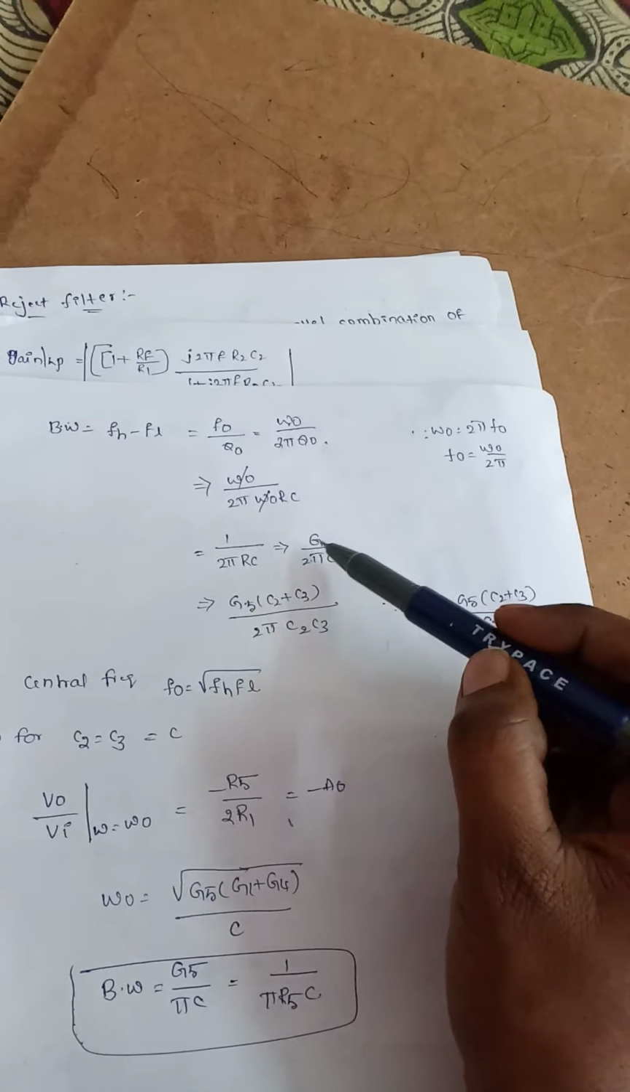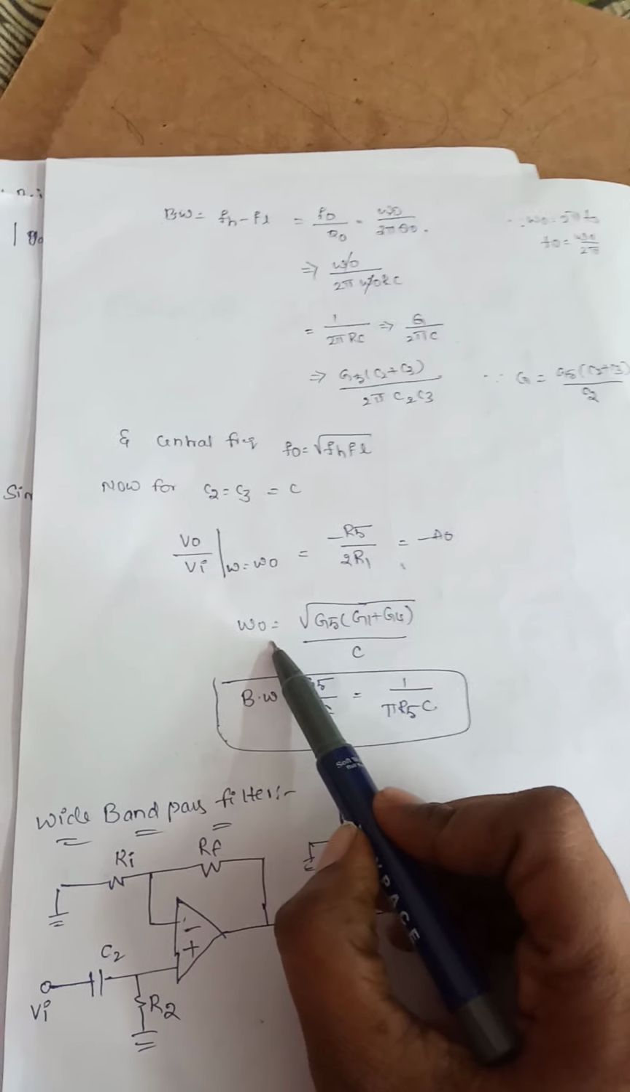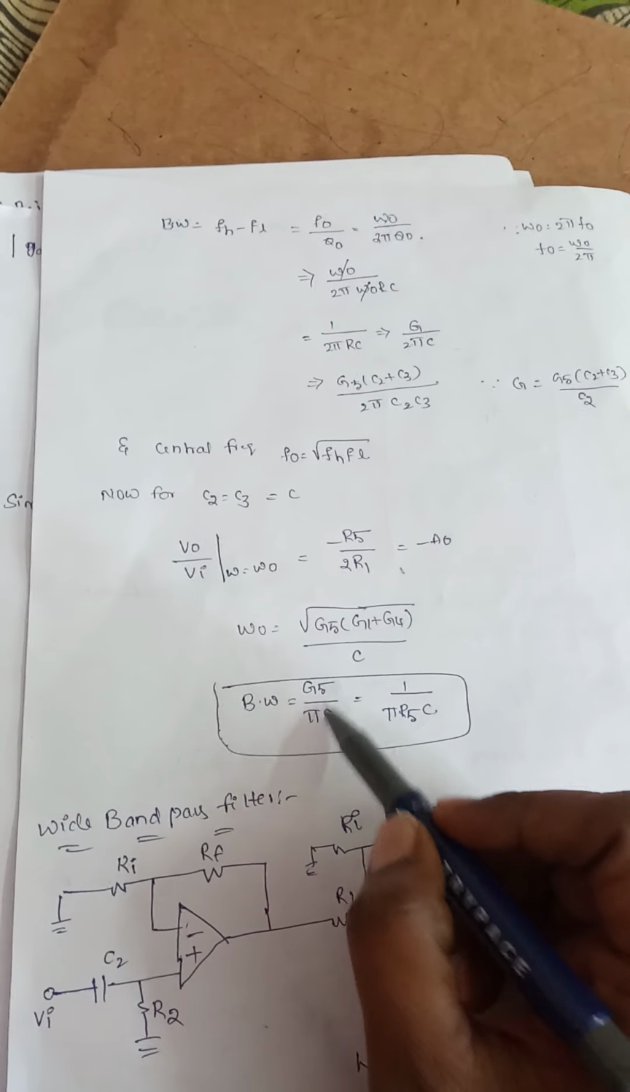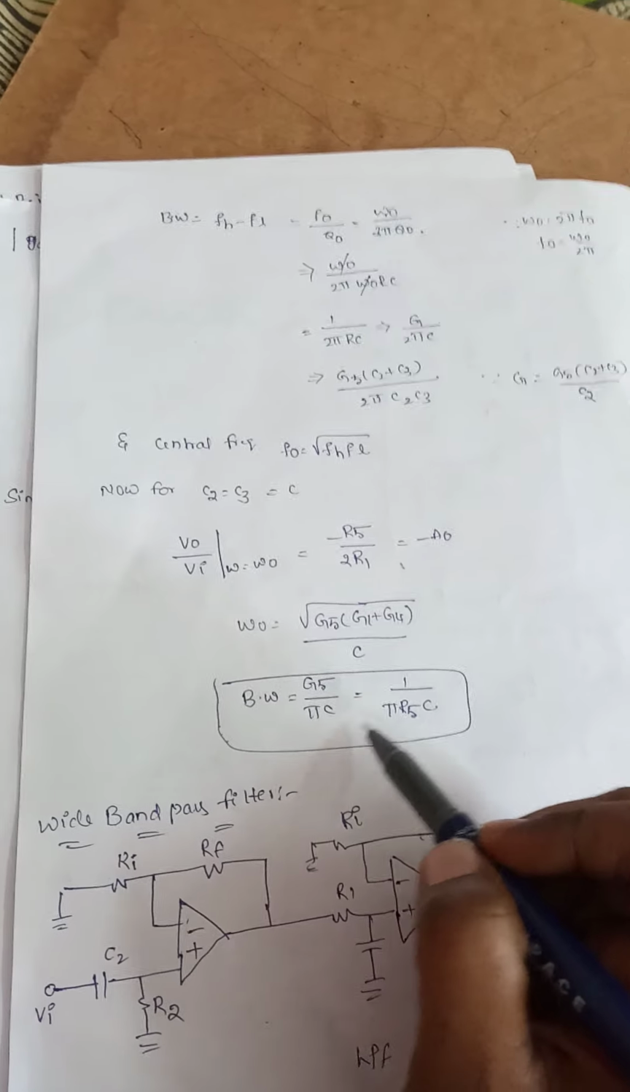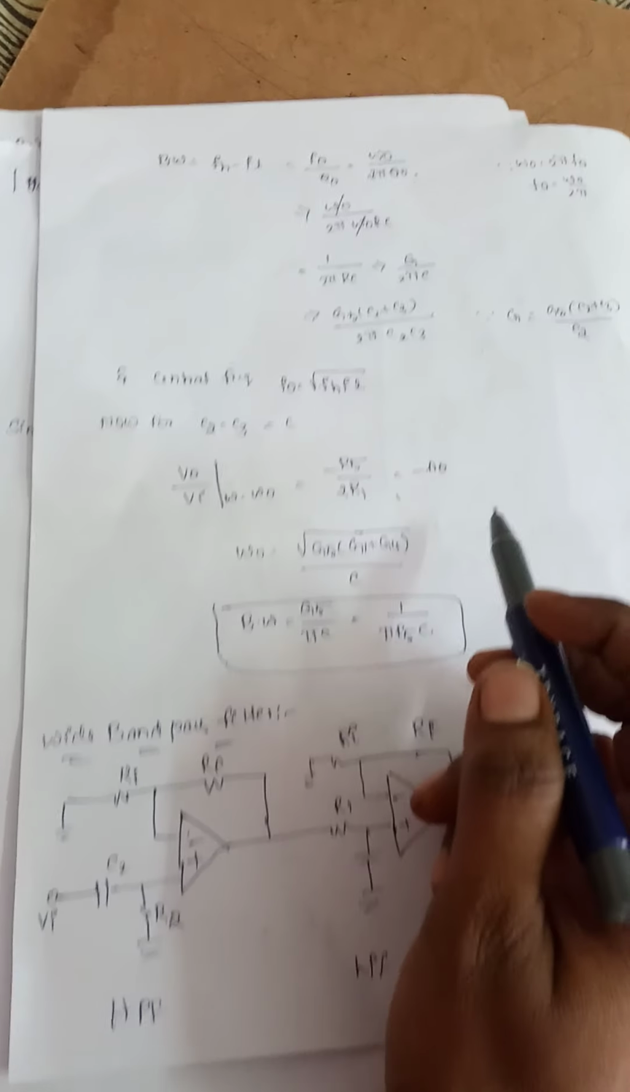If I consider the capacitors C2 equal to C3 equal to C, then the gain V0 by Vi at omega equal to omega naught, meaning central frequency equal to normal frequency, is equal to minus Rf by 2R1 into A0, and this is the central frequency omega naught, and bandwidth is equal to G5 by pi C. These are useful for the calculations.